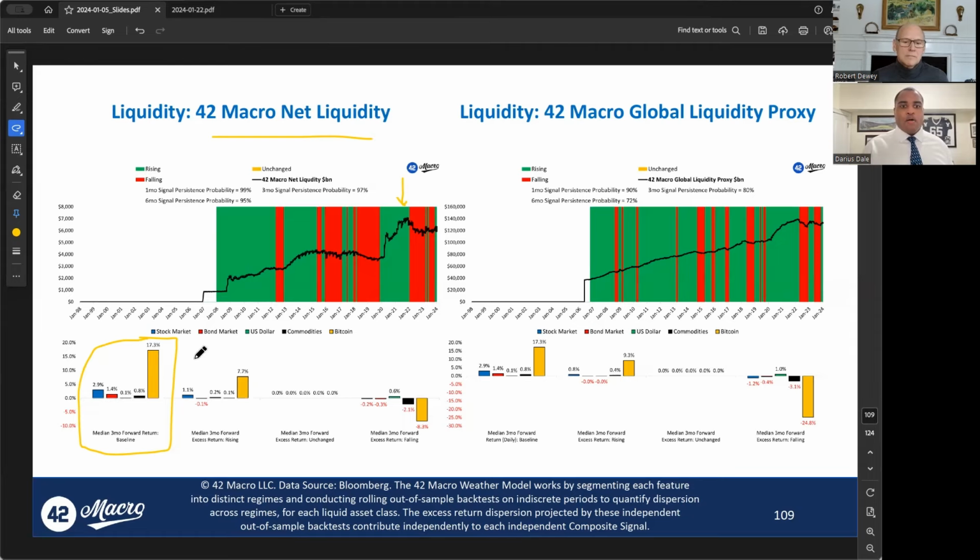And so right now, let's use the stock market for instance. When the 42 Macro net liquidity is rising or trending higher, it's a positive excess return for the stock market to the tune of plus 1.1% over the lifetime of this backtest. Twenty years from now, that could be plus 2%, or it could be plus 0.5%. Currently, it has a higher weight than the plus 80 basis point backtest that our global liquidity proxy has for the stock market. Over time, that plus 0.8 could rise to 1.8 or fall to 0.5. And so that's how the weights are determined. It's about how much excess return dispersion you produce for this particular asset class.